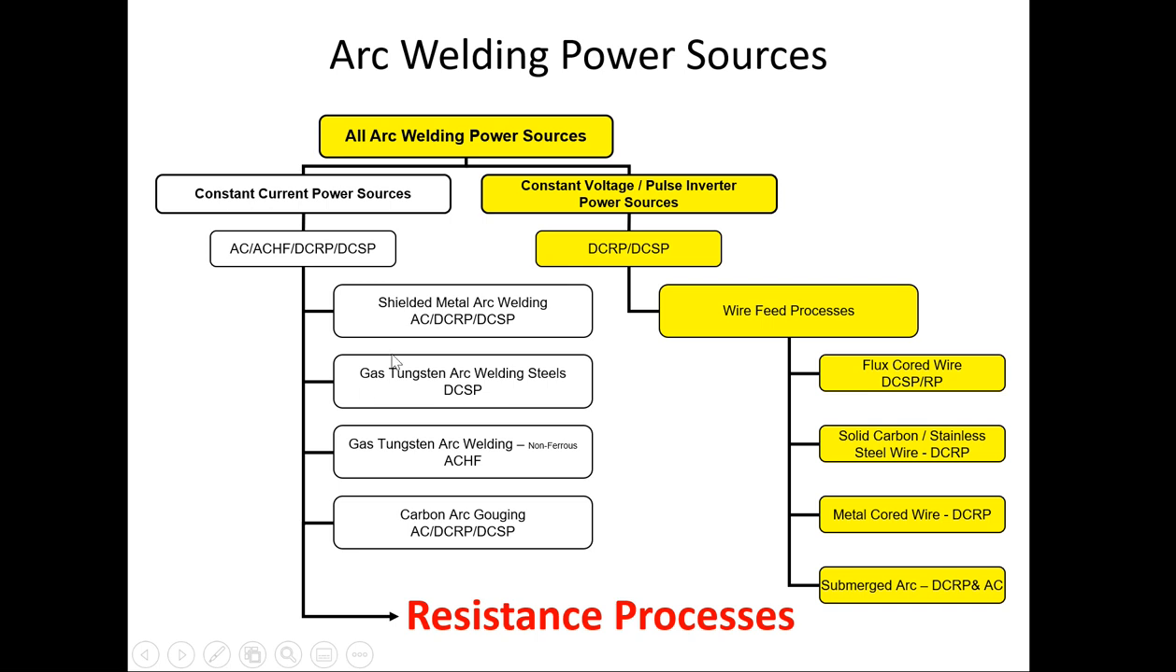Now over here in the constant current processes that I've left in white, there's a bunch of other processes. If you're not familiar with them, they're common to the fabrication realm. We have shielded metal arc welding, which is your standard stick welding. Gas tungsten arc welding, we also know as TIG. Gas tungsten arc welding for aluminum and non-ferrous. Notice this is straight polarity and this one's AC. DC, AC. So there's a big difference between them. Carbon arc gouging, and of course, falling all the way down here is the resistance process.